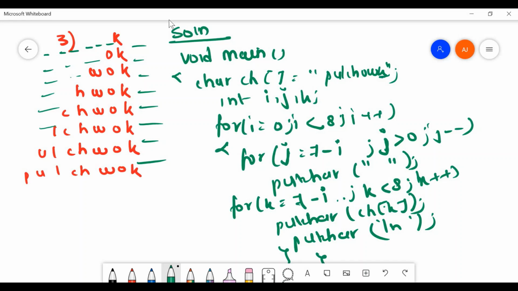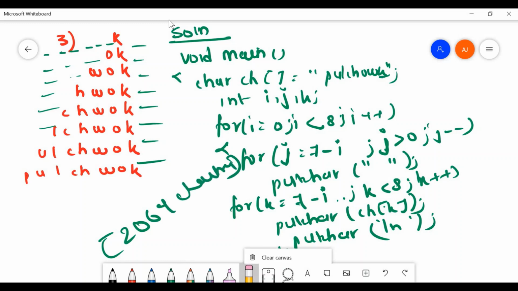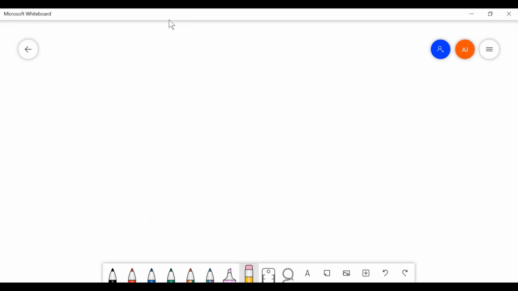So this is the question. They have asked this question in 2069 Chaitra. Fine. Let's go to the next question. Our question number 4 is another interesting question, and again we have to use unformatted input output.